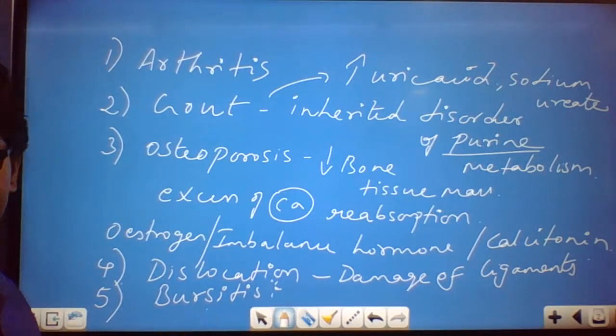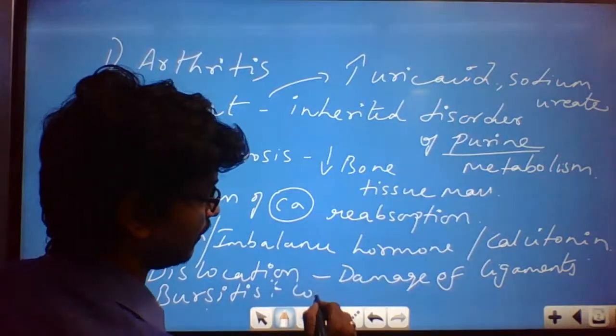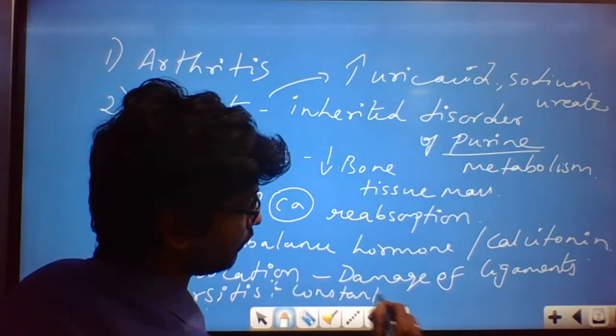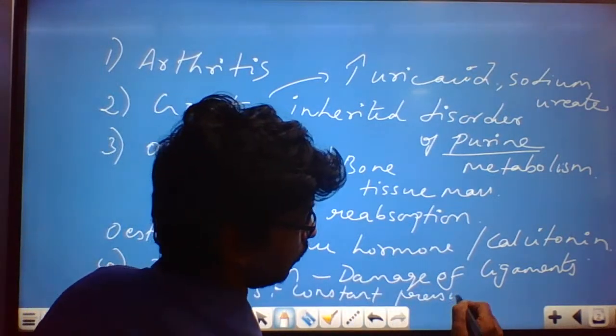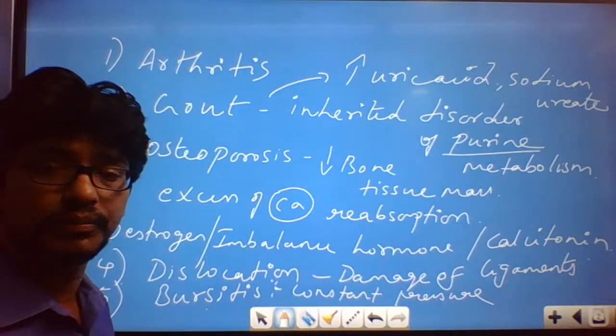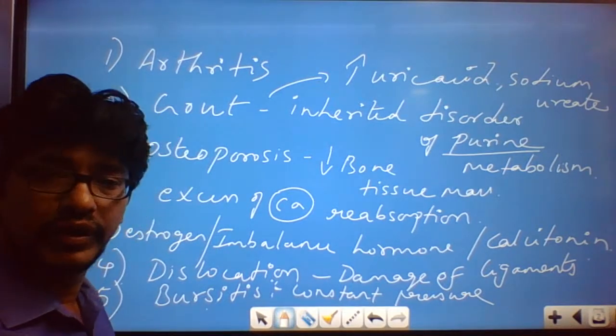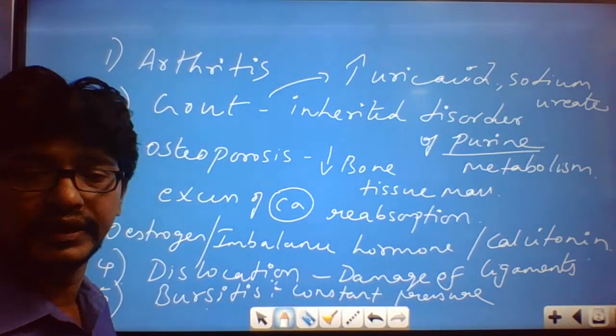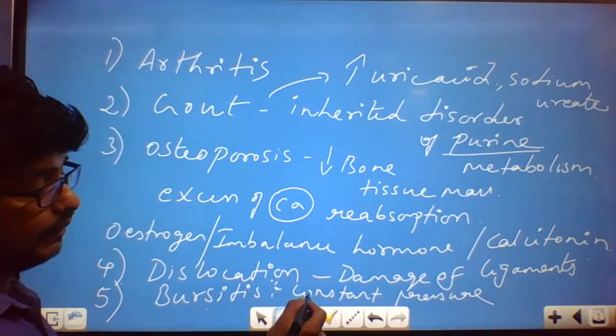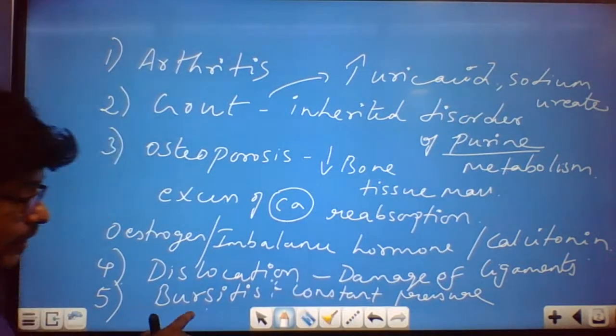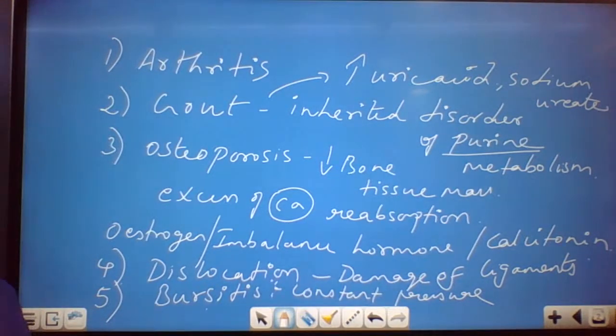This can affect the bone, so this condition is called bursitis. This occurs when you give constant pressure, because of your posture, the way we do normal things in day to day life. By giving constant pressure, this leads to a condition called bursitis.